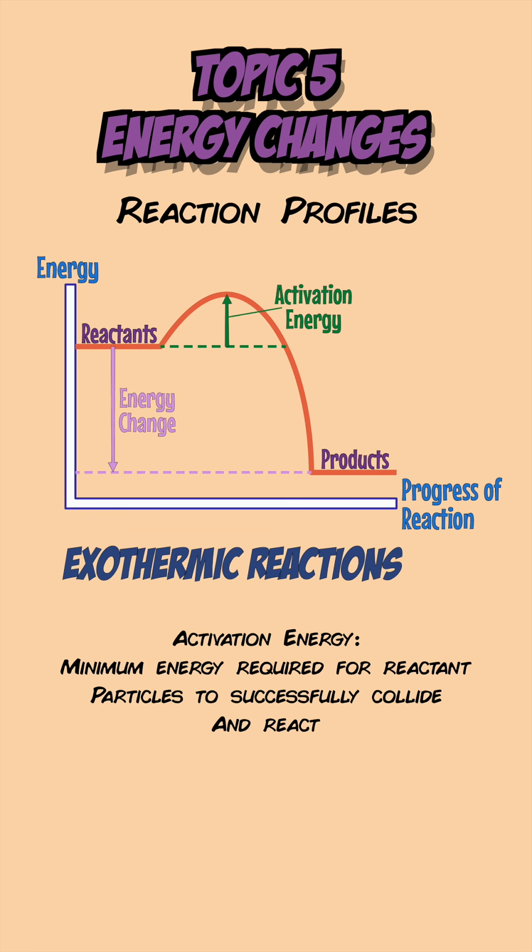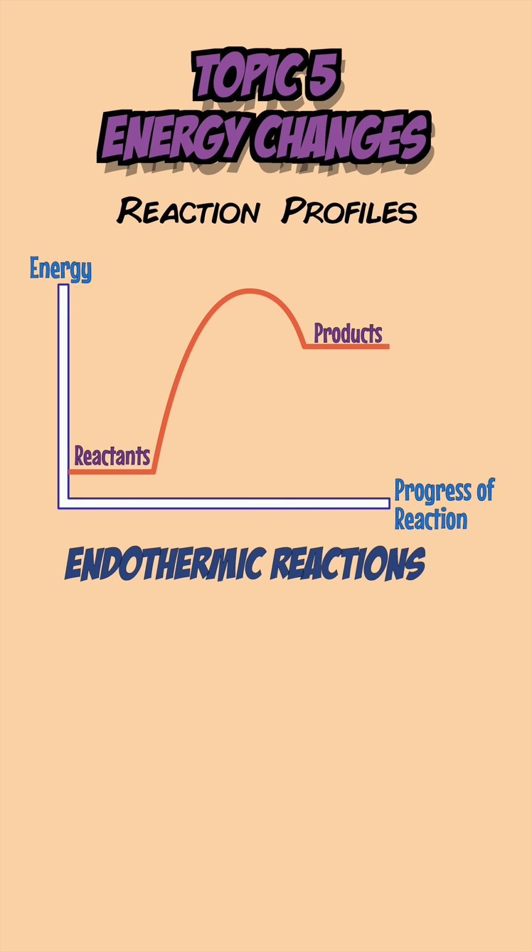The overall energy change is the difference between the energy of the reactants and the energy of the products. For endothermic reactions, the opposite occurs and the products are higher than the reactants, and the activation energy is represented by this, and the energy change is represented by this.